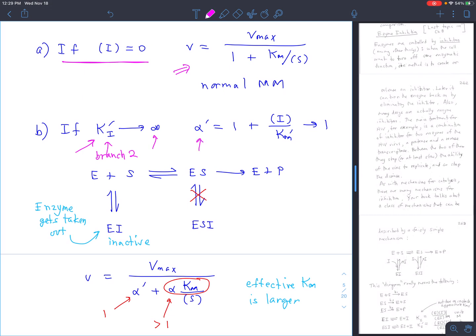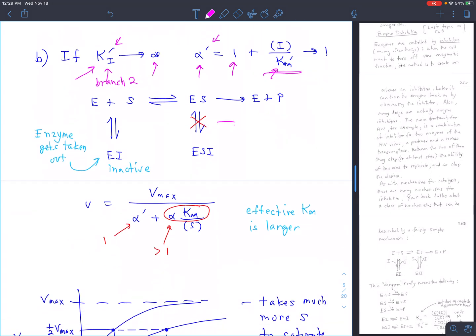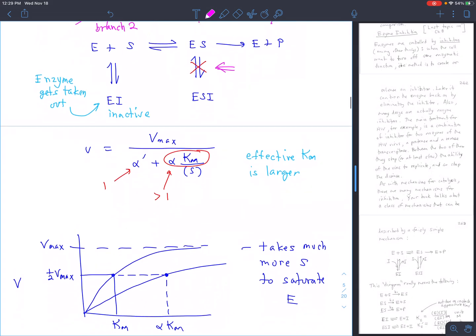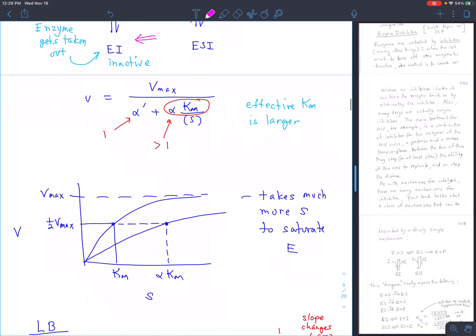And so alpha prime, the primes go together, right? Alpha prime goes with branch 2. We're setting that to infinity, and that means this term goes to 0. That means alpha prime is 1. And yes, that means we're turning off branch 2 here. And that means that the inhibition will now be entirely due to branch 1, binding of the inhibitor to enzyme and making it inactive.